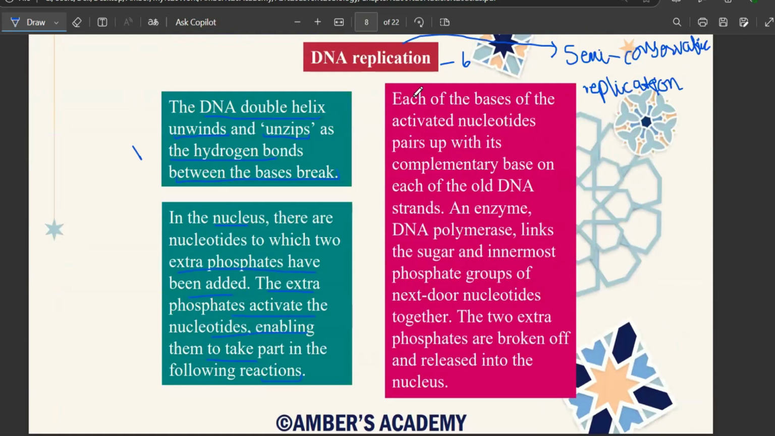Now, each of the bases of the activated nucleotide pairs up with its complementary base on each of the old DNA strands. So I was saying that when we were talking about mitosis, I mentioned that whenever your DNA is replicated, it's replicated in a manner that the previous, since it has two strands, right?